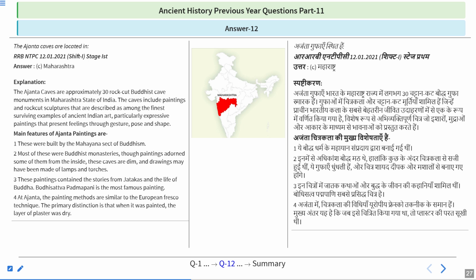Bodhisattva Padmapani is the most famous painting. At Ajanta, the painting method is similar to the European fresco technique. The primary distinction is that when it was painted, the layer of plaster was dry. So do remember that Maharashtra is the place where you can find the Ajanta caves.